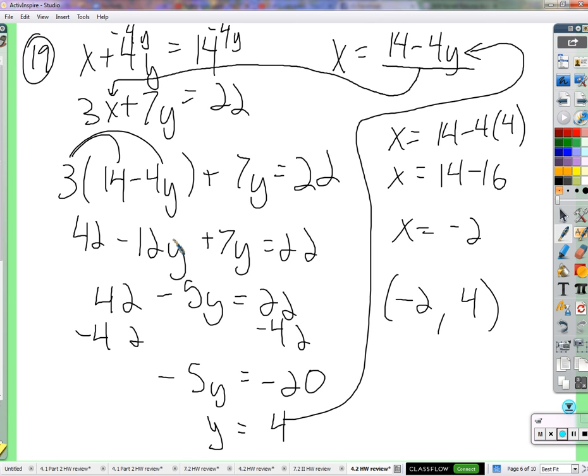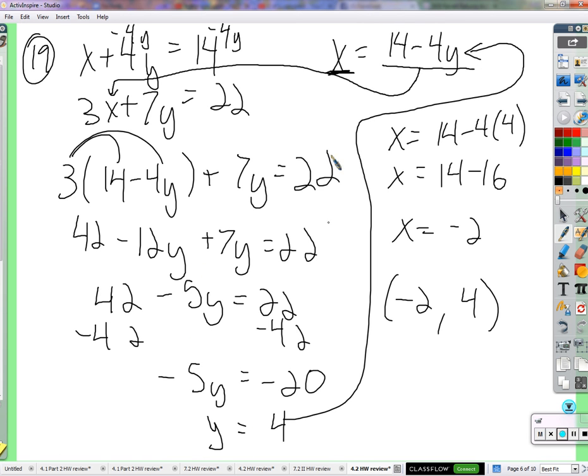How did we find 4 again? You do the whole thing. It's all from here. So we replace the x with the 14 minus 4y, since x is equal to 14 minus 4y. We put the 14 minus 4y there, replace the x with it, and we solve for y. So we distribute the 3.